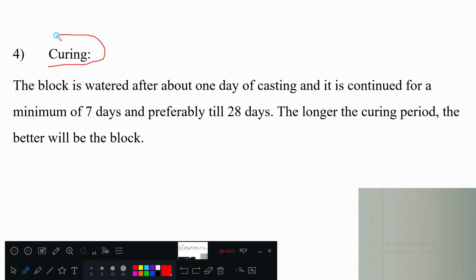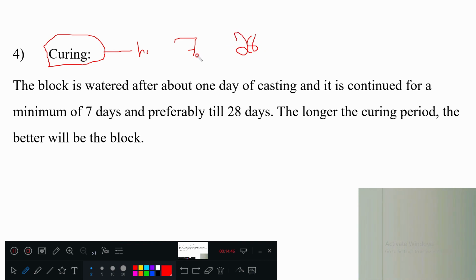Curing. Why do we require curing? For cement concrete blocks, there will be continuous heat generated, or you can call it heat of hydration. We will see that later. For all concrete structures, you need to provide some moisture for at least 7 days, or you can provide up to 28 days, no issues.